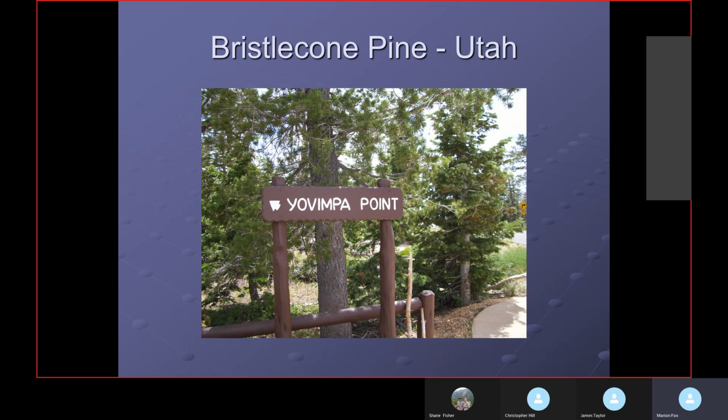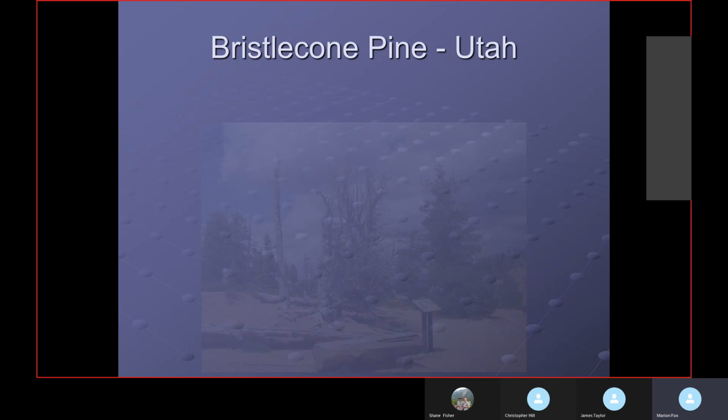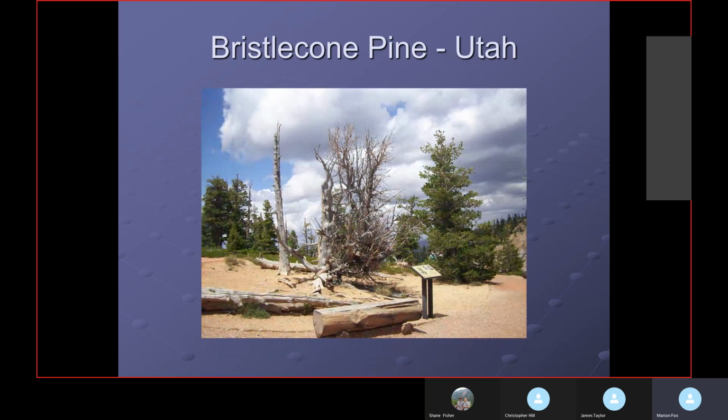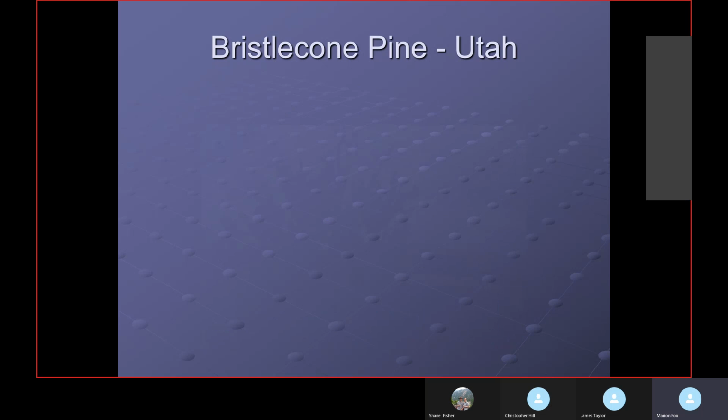Several years ago, I went to Utah and took a trip out there, and I went out and got pictures of some bristlecone pines. This is in south central Utah. And here's some bristlecone pines that have died. But some of these trees are maybe 500, 600, 700, 800, or close to 1,000 years old. They're very slow growing trees, but they are quite old.